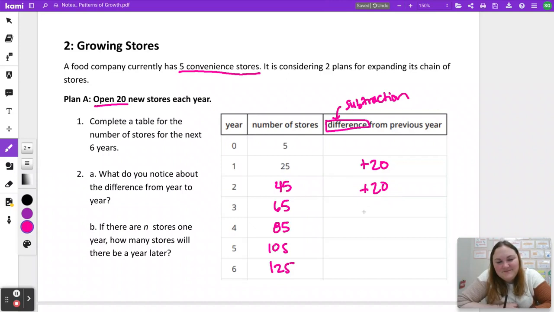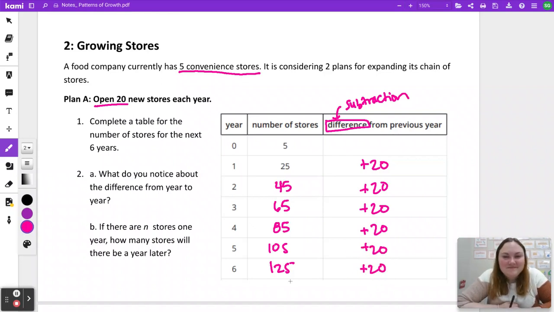What about this next one? The difference between 45 and 65 is also 20. We're adding another 20 stores. The difference between 65 and 85, 20. And at this point, my students in my morning class were like, okay, we get it. Each of these are going to be 20. It's that constant adding 20 because the plan is we're going to open 20 stores every year.